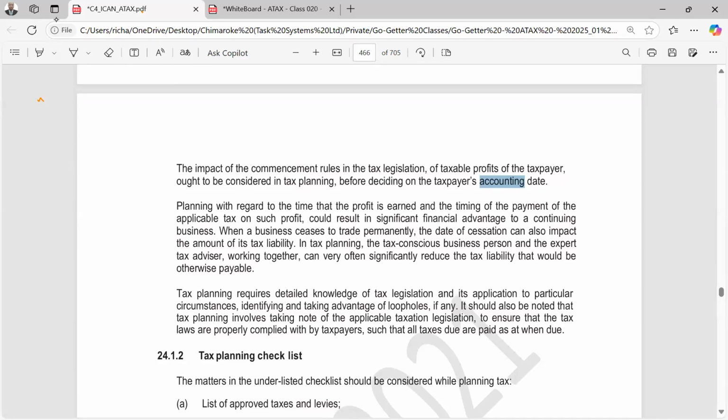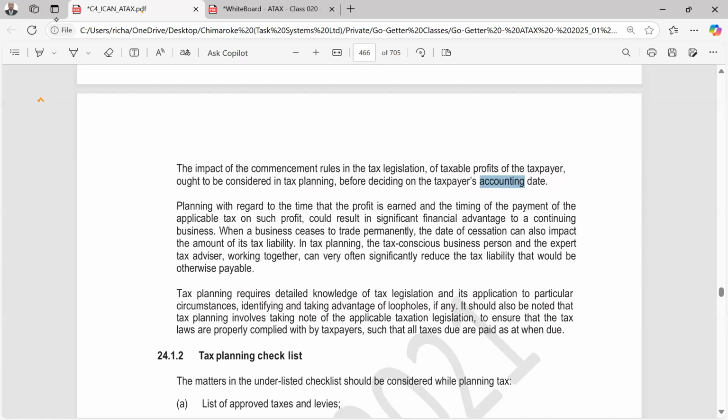So when the profit is earned, it's earned at a particular time, and then the tax is paid. Also, cessation date. When you decide to cease your business can have an impact on your business. You can also choose other things that can reduce your tax, taking advantage of the tax loopholes.